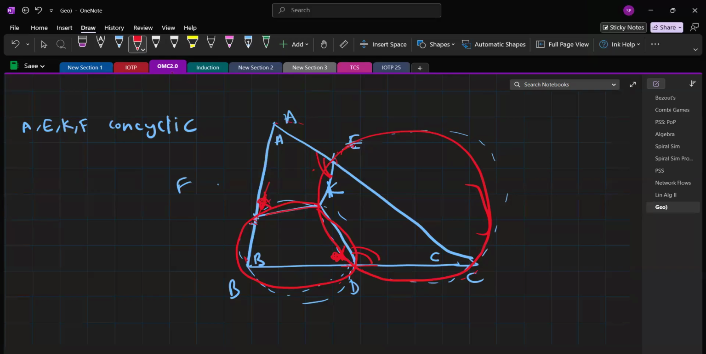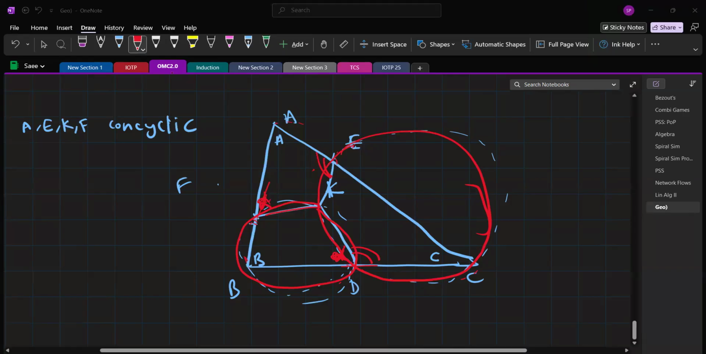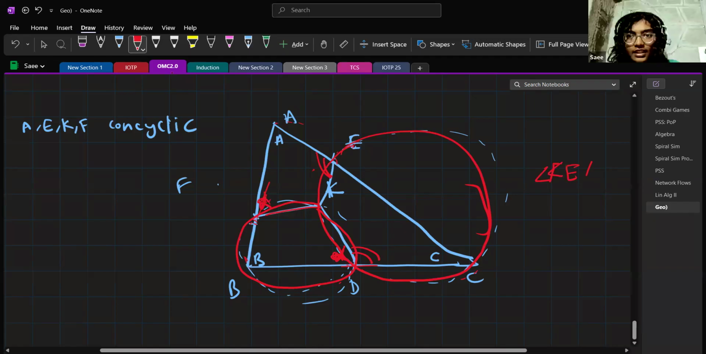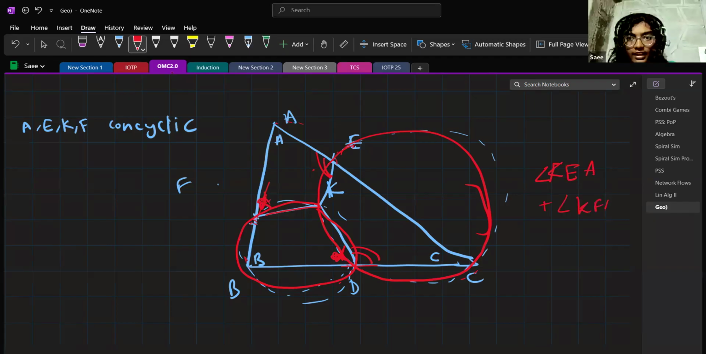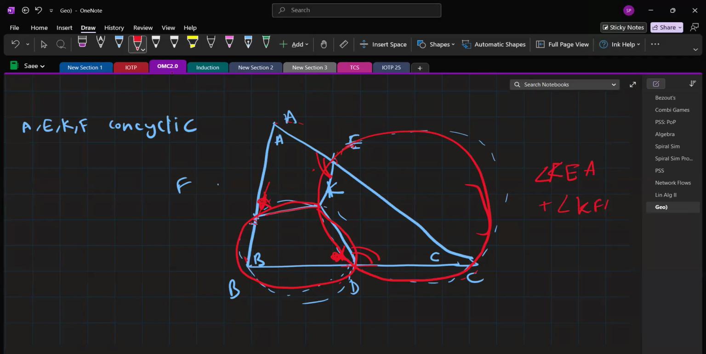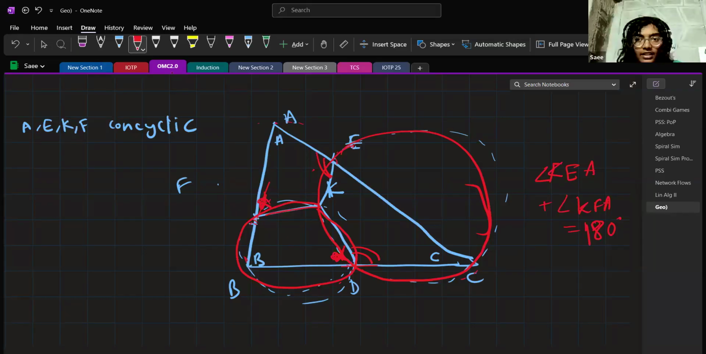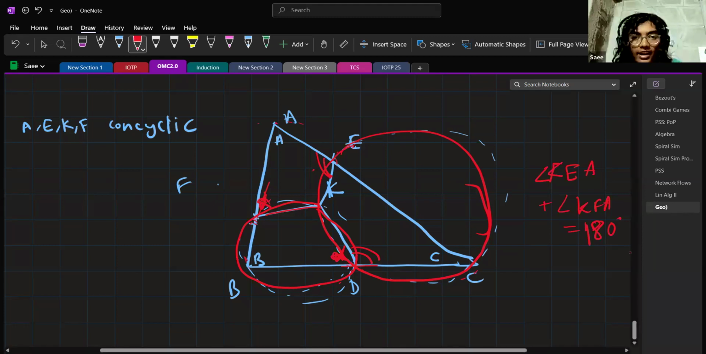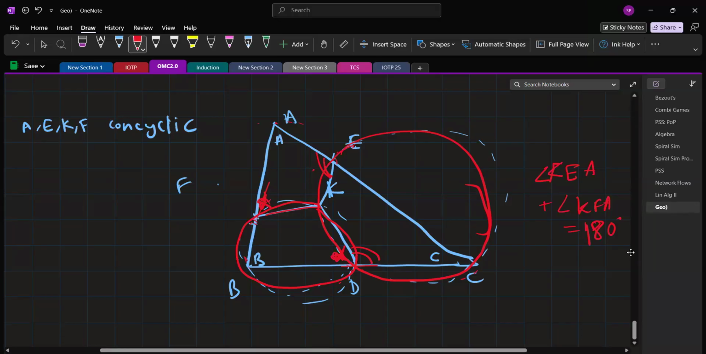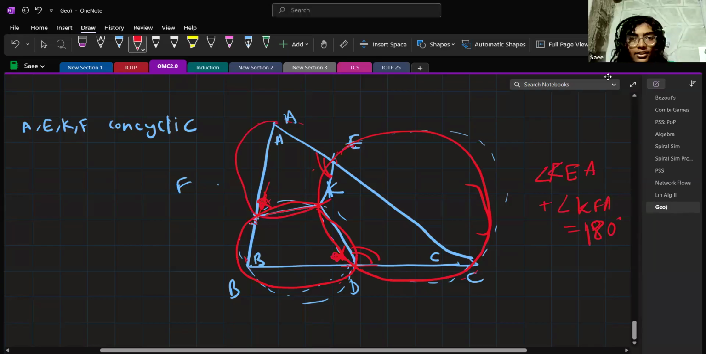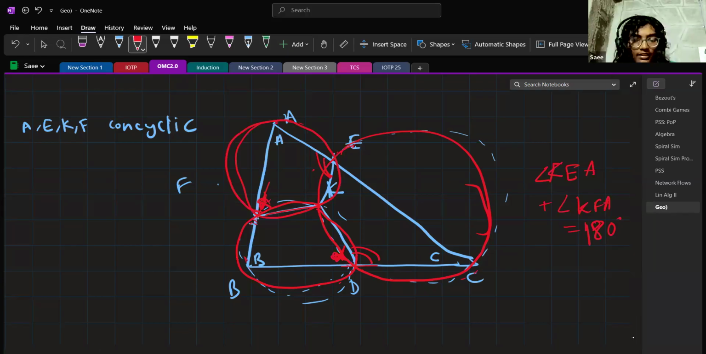Is that okay with everyone? I don't get the conclusion. Okay, so do you understand that angle KEA plus angle KFA is 180? Yeah, I understand it. So since opposite angles in the quadrilateral AEKF are adding up to 180, they're supplementary. So it must be a cyclic quadrilateral. Okay, I got it. So all of these three circles pass through the same point K. Quite neat, nice.